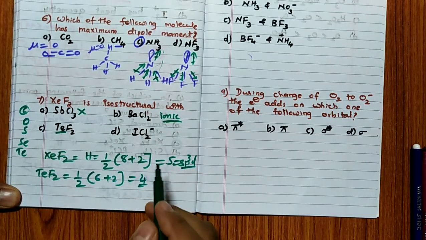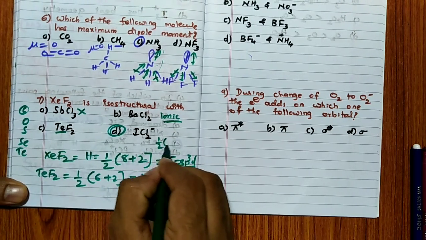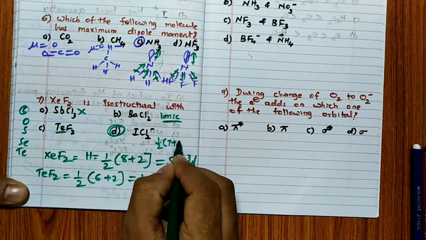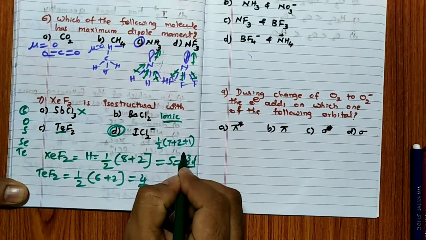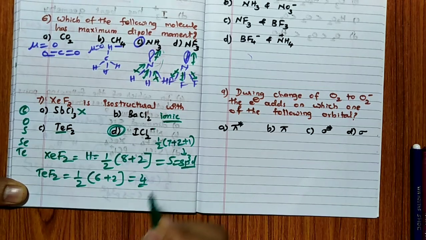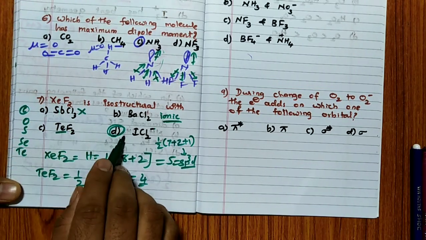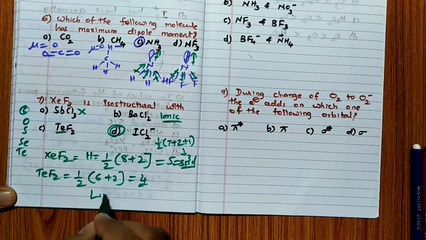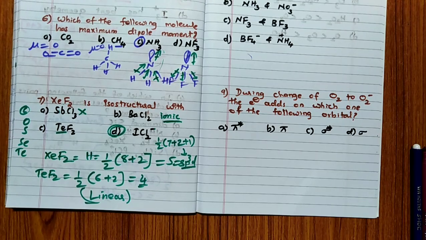ICl2, you can see only one option left. Definitely it should be the answer. For ICl2, half into I is 7, plus 2 for Cl because monovalent, and minus charge means plus 1. So 10 divided by 2 means definitely sp3d. The answer should be the same, this is and this is. Both HCF2 and ICl2 have what? A linear structure. So like this you can solve this.